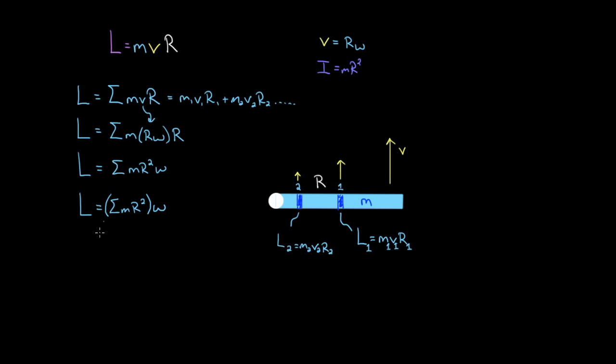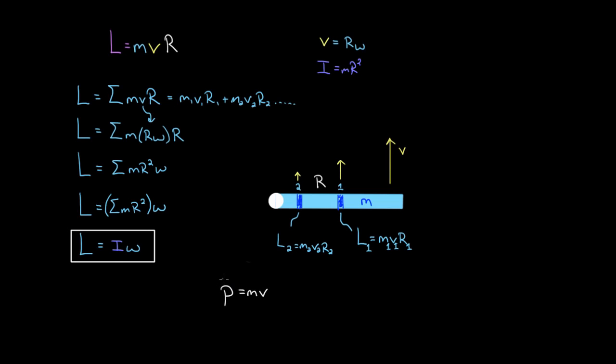So what we found was a really handy way to write the angular momentum of an object. It's just the moment of inertia of an object, I, times the angular speed of that object. So this is a great formula. And it totally makes sense for this reason. Think about regular momentum, right? Regular momentum, P, was just equal to mv.